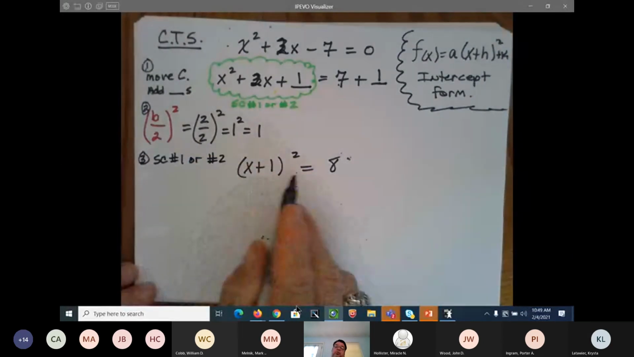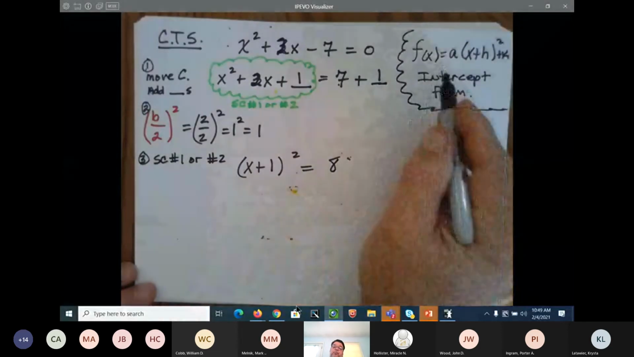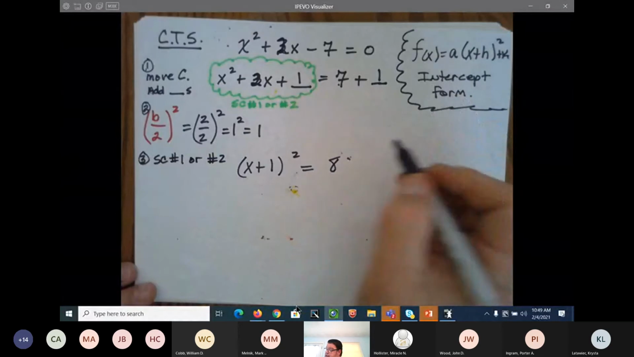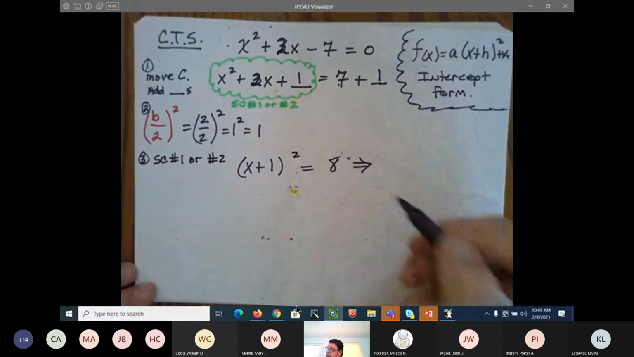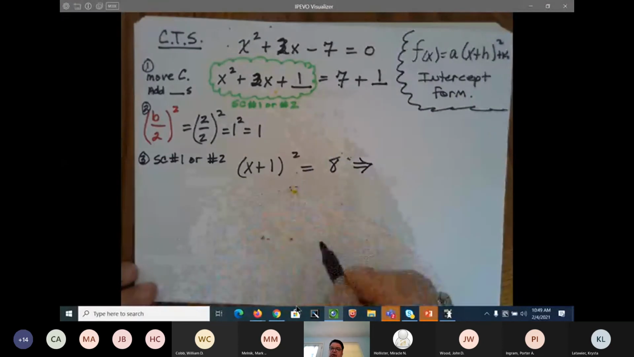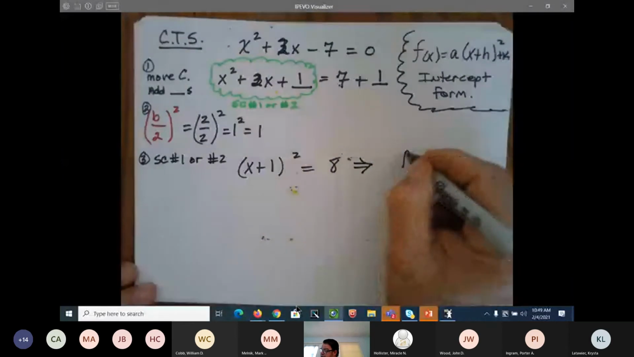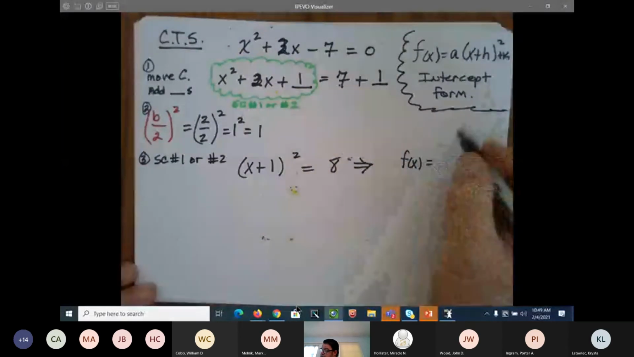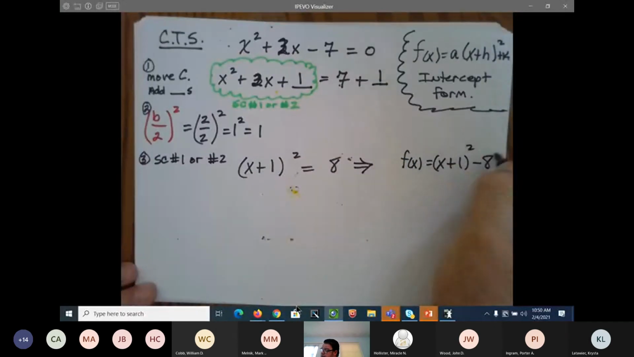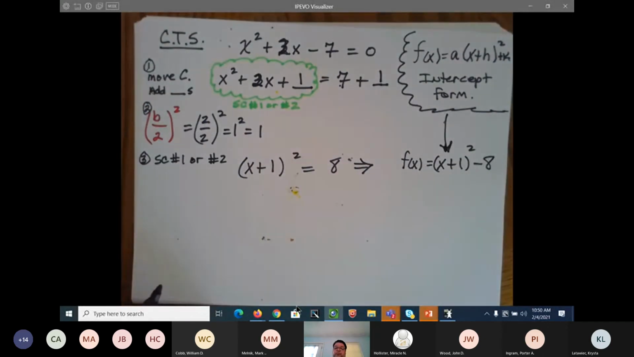Now at this point right here, you've got your intercept form. So I'm going to go over here and draw an arrow like that, and I'm going to keep on going with mathematics down here. But at this point, you can put it in this form. f of x is equal to x plus 1 quantity squared minus 8. That's intercept form.